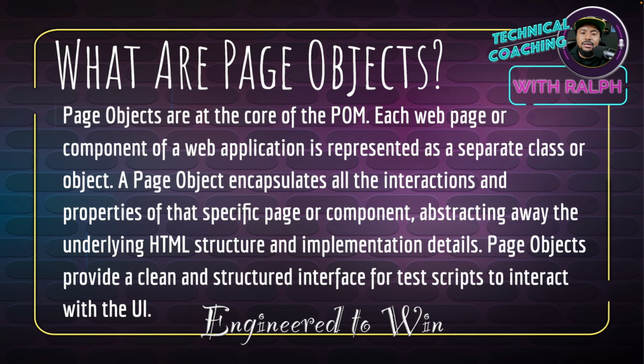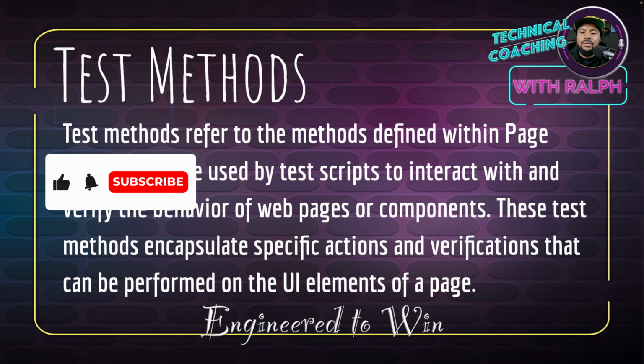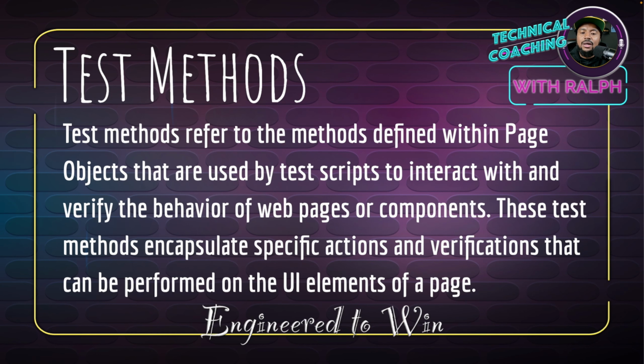All right, so let's move on. So, test methods. What are test methods? Test methods refer to the methods defined within page objects that are used by test scripts to interact with and verify the behavior of web pages or components. These test methods encapsulate specific actions and verifications that can be performed on the UI elements of a page.